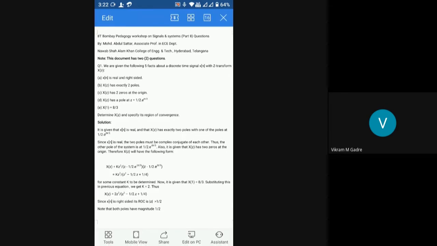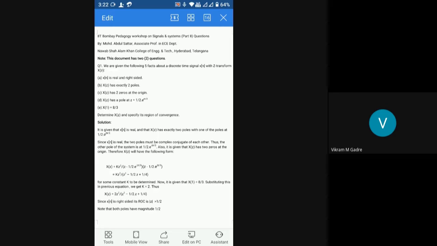It is given that x of n is real, and that X of z has exactly 2 poles, with one of the poles at 1/2 e^(j pi/3). Since x of n is real, the 2 poles must be complex conjugates of each other. Thus, the other pole of the system is 1/2 e^(-j pi/3).